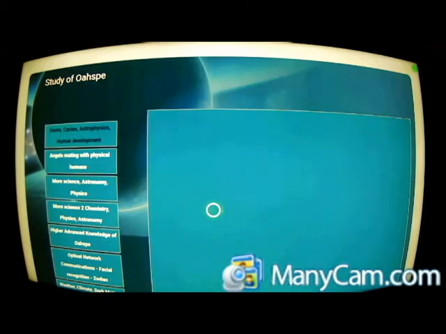And there's a link to that from physics.usyd.edu.au. Let me click on that link. Okay, it's a PDF file, and I'm not going to click on that right now, but you can go to the studyofoahspe.com website on the home page and click that link and read the PDF file on that.